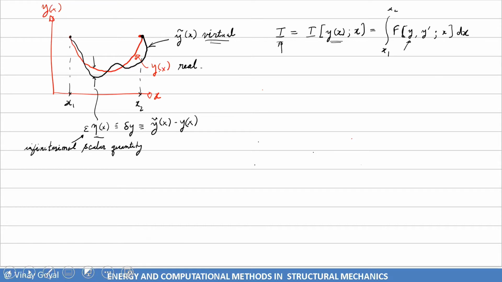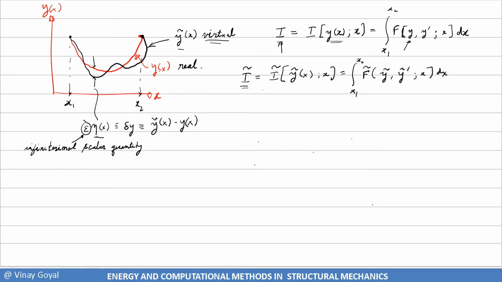That's what we discussed. And so what is my goal? My goal is to then substitute this y tilde in here. And when I do that, I end up with this expression, I tilde of y tilde of x equals the integral from x1 to x2, f of y tilde, y tilde prime, x dx. So that's what I get. And so what I want to do now, I notice how now I tilde is actually now a function of epsilon.